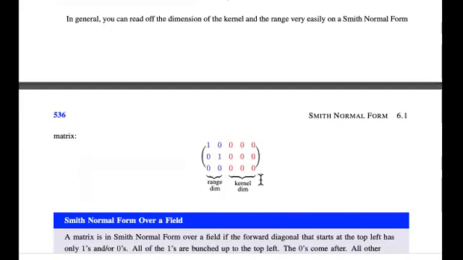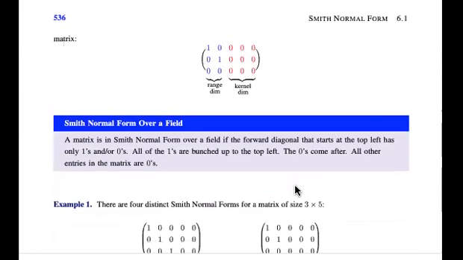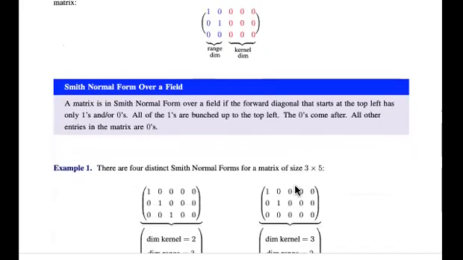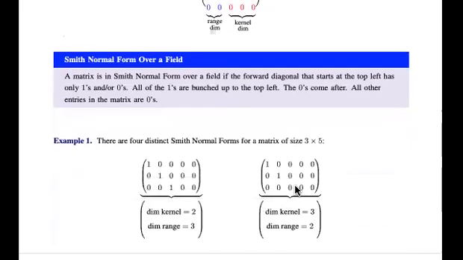Very, very simple. If we're given any kind of map at all, at first, if we don't have the Smith normal form, we don't know what the dimensions are of the range and the kernel. But the Smith normal form isomorphically tells us what the kernel dimension is and what the range dimension is for any map. So it's one nice use of the Smith normal form.